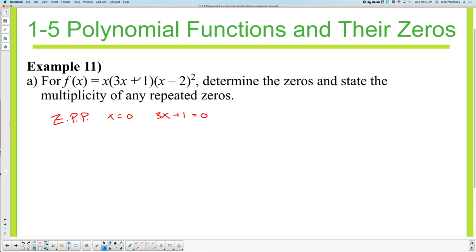X is equal to... Each factor, set that equal to 0. So x minus 2 equals 0. Because it's squared, you would do it twice. And notice that's going to be 4 zeros.